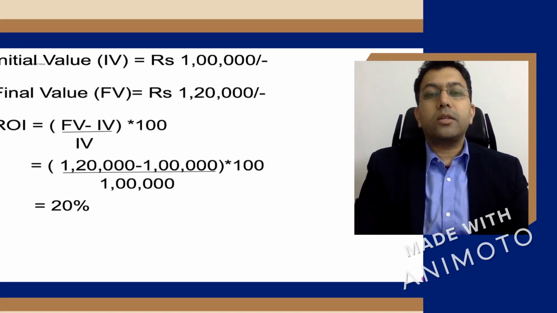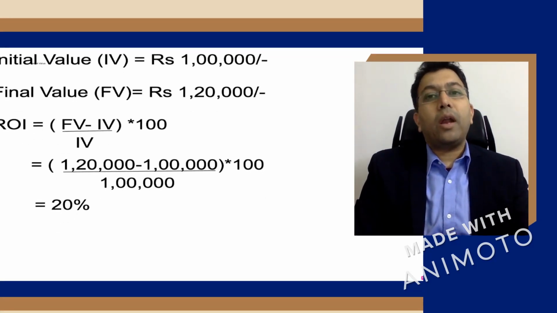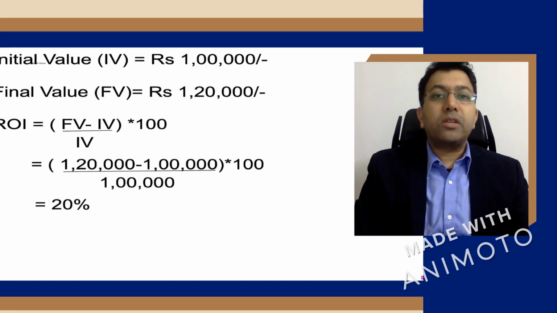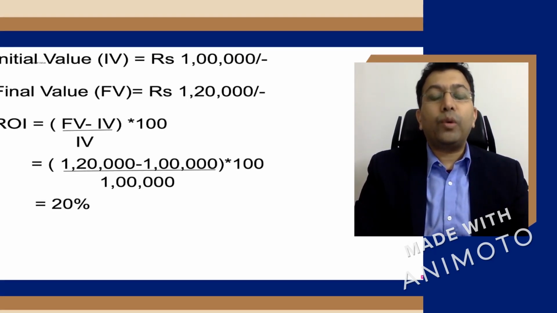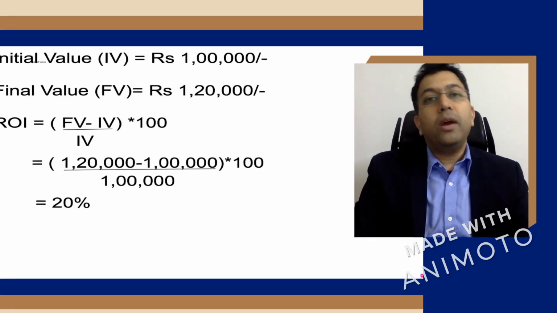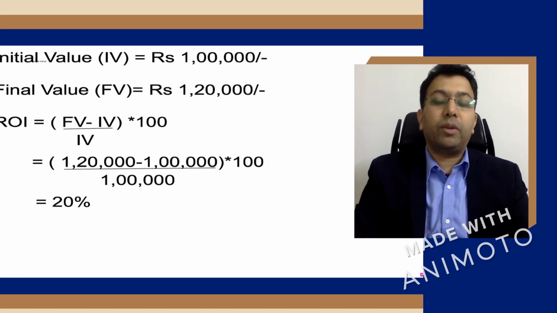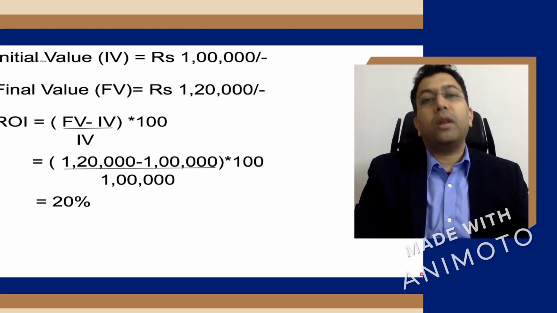So let's start our discussion with the first method to calculate return on your investment, which is a very basic calculation and very commonly used method, which is represented by the formula FV minus IV divided by IV into 100. So here the IV is the initial value of investment, which you start your investment with. The FV is the current value of the investment or the final value or the sale value at which you have sold your investment. So using this formula, you can calculate your return.